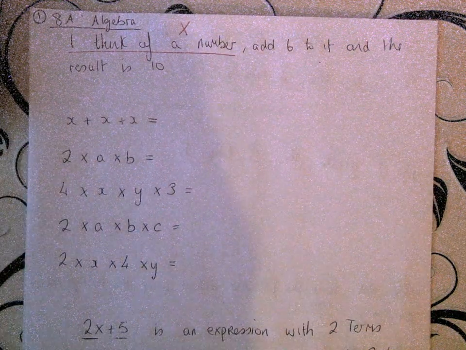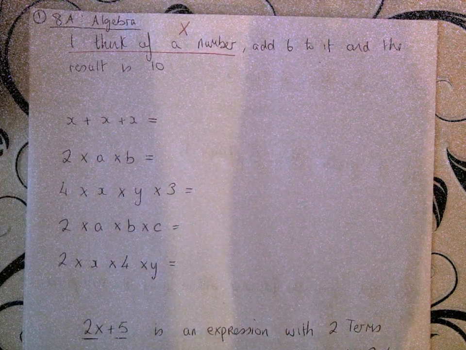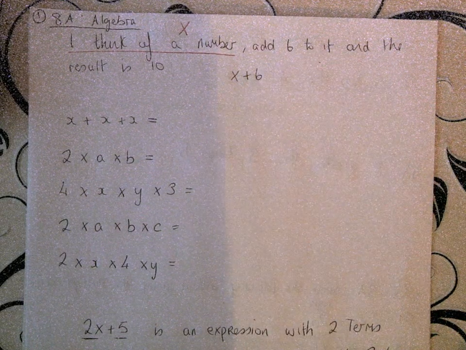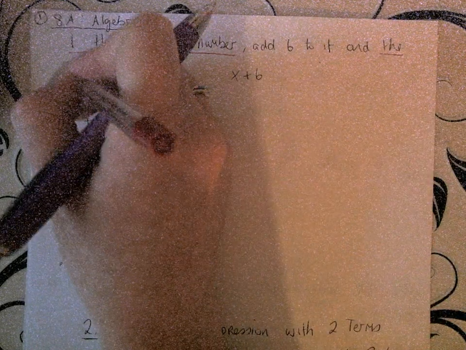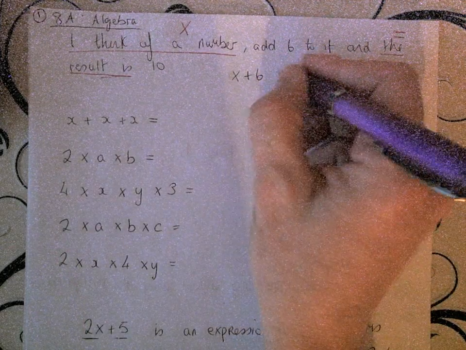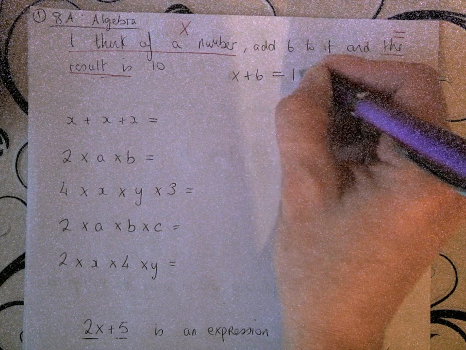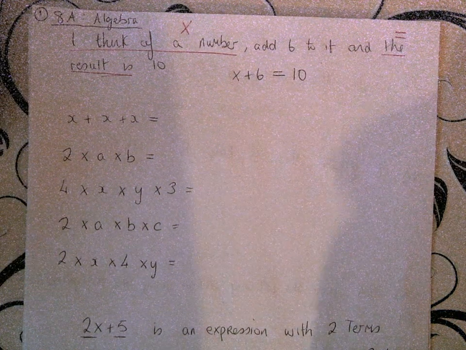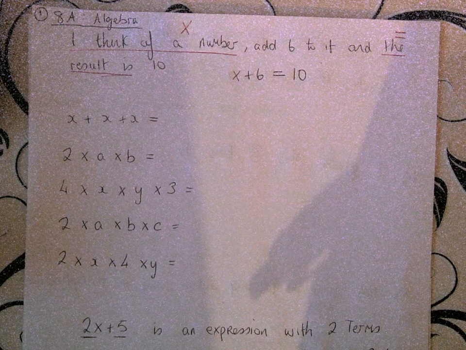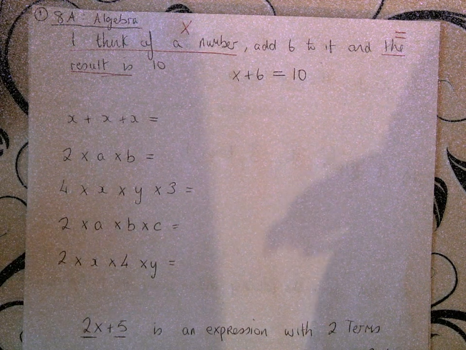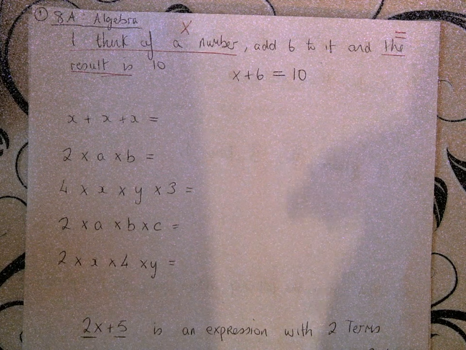Add 6 to it. So straight away it's x plus 6. And the result is, so again, the result is, you can just replace that by an equals. Alright, so the result is 10. Okay, so whenever they say I think of a number, just automatically replace all those words by x. So x, add 6 to it, so x plus 6, and the result is equals to 10.